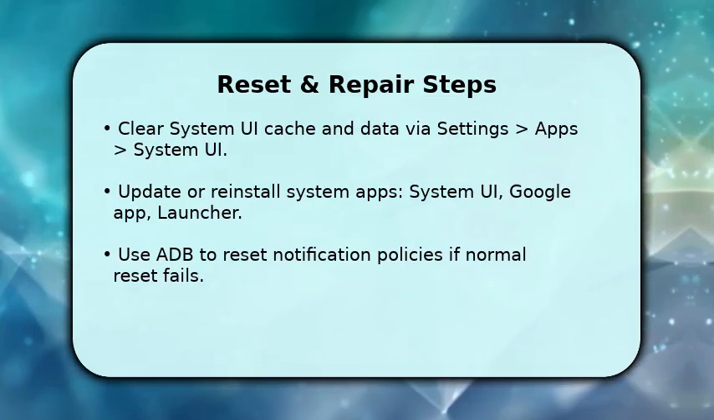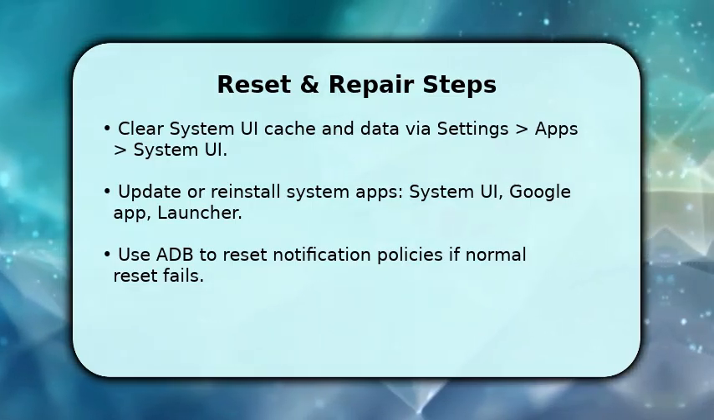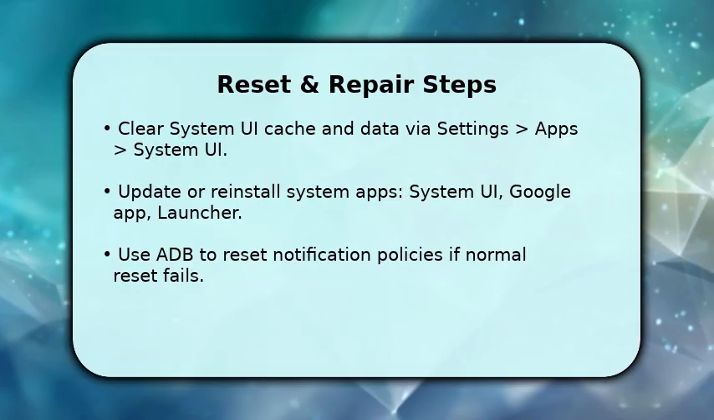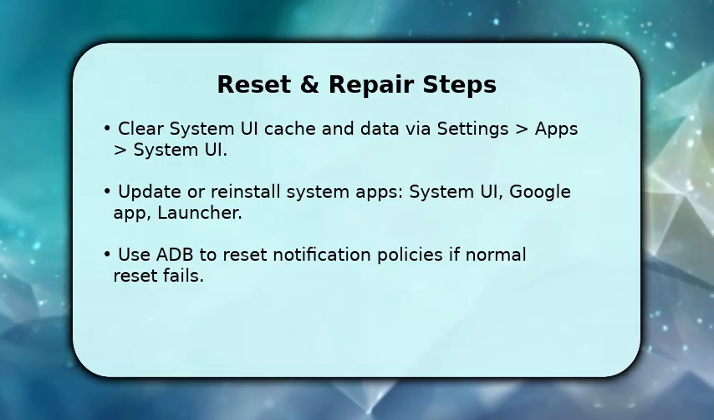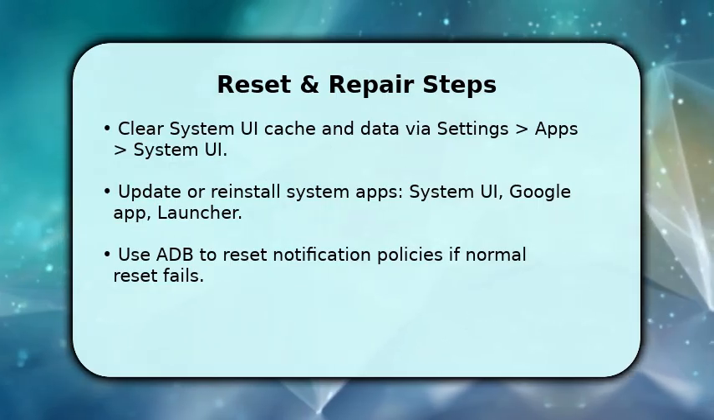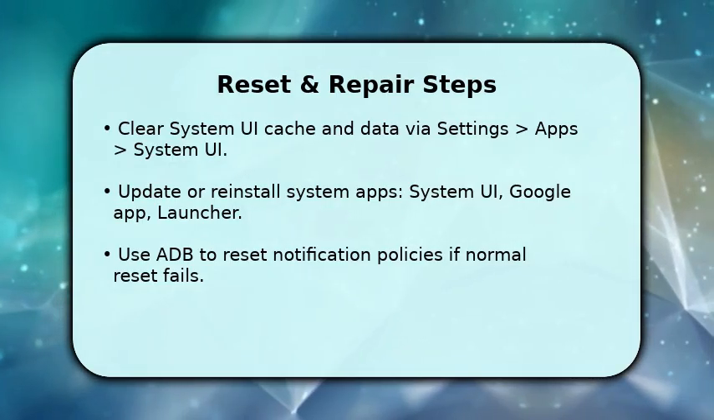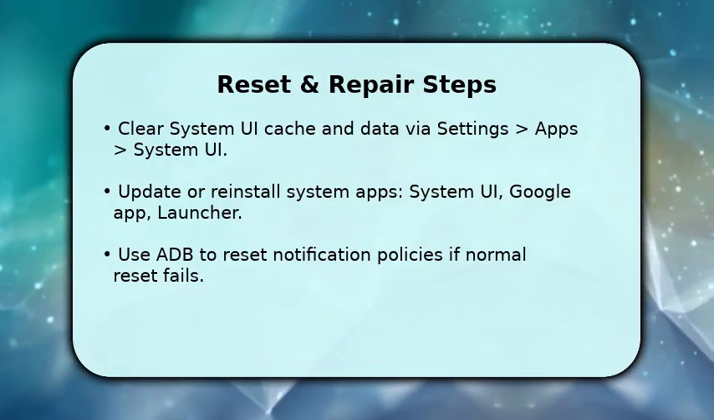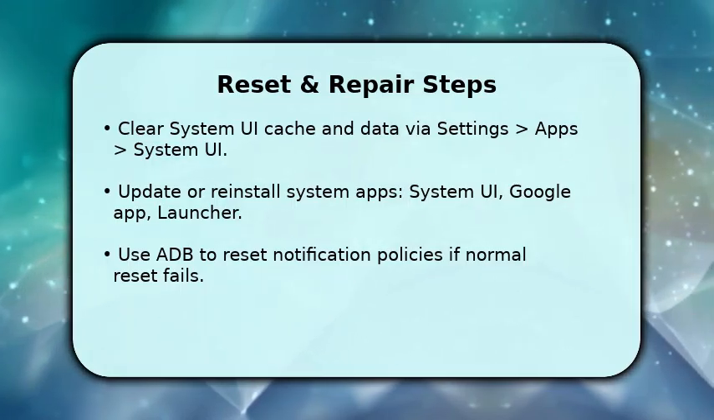Then update or reinstall key system apps like System UI, Google App, and your launcher because mismatched versions cause conflicts. If problems persist, use ADB to reset notification policies or re-enable notification channels. This is precise and why ADB matters.